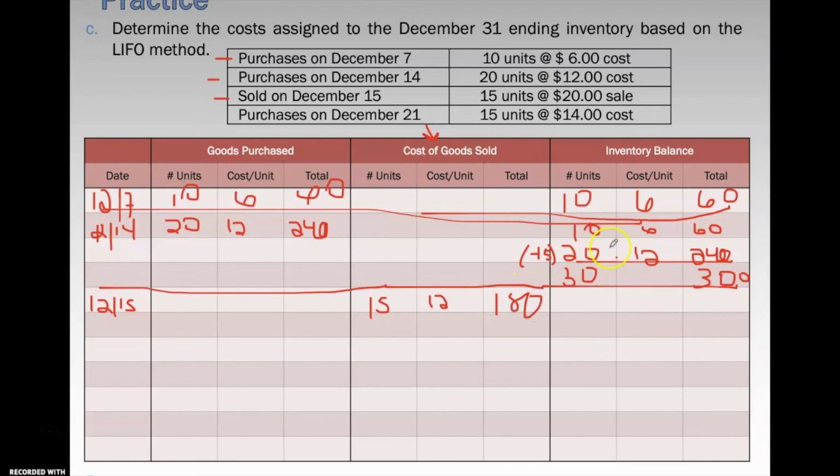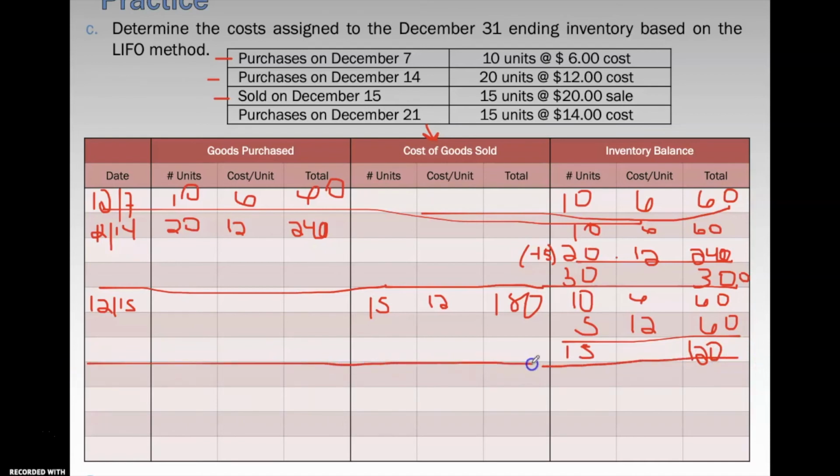Okay. What do I have left? Well, I still have these 10 units. I didn't sell them. So I still have the 10 units at 60. But I don't have the 20 units at 12 because I sold 15 of them. I only have 5 left. So 5 times 12 is 60, for a total of 15 units here that cost me 120. And we're done with that part. Like I said, that's the hard part.